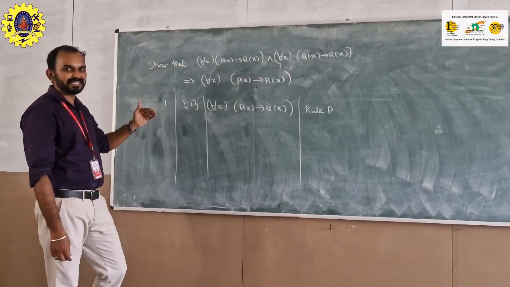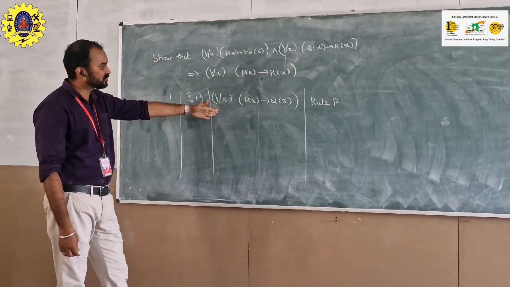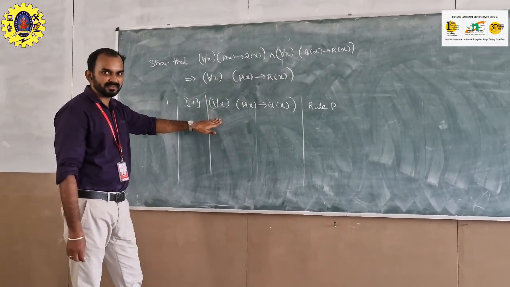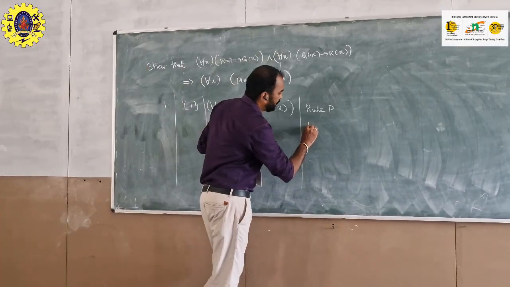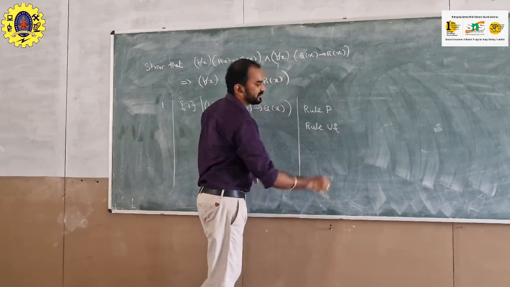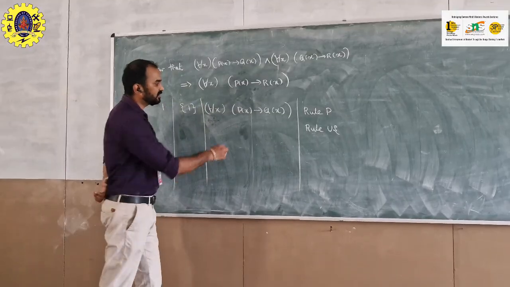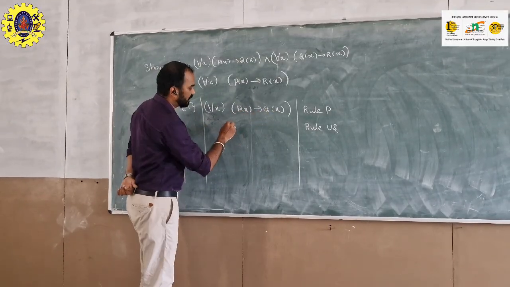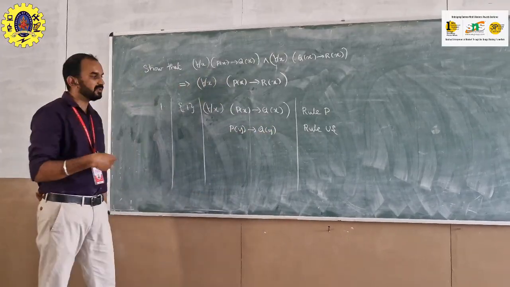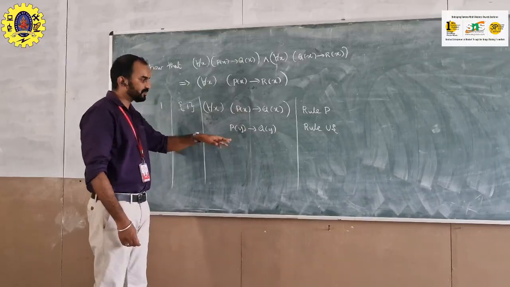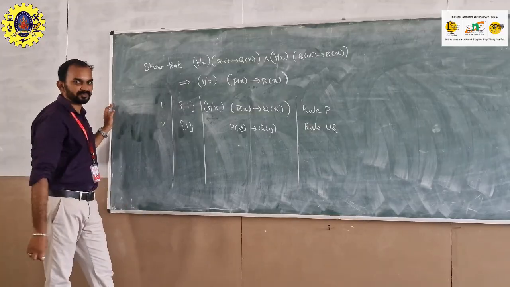In predicate calculus, first we have to remove the for all x and there exists terms. So I use rule US. US is used to remove for all x. If I apply rule US in this term, the ∀x can be cancelled and P(x) → Q(x) can be written as P(y) → Q(y). We have to change the variable, that's why I change x to y. This I get from premise number 1. This is our step 2.